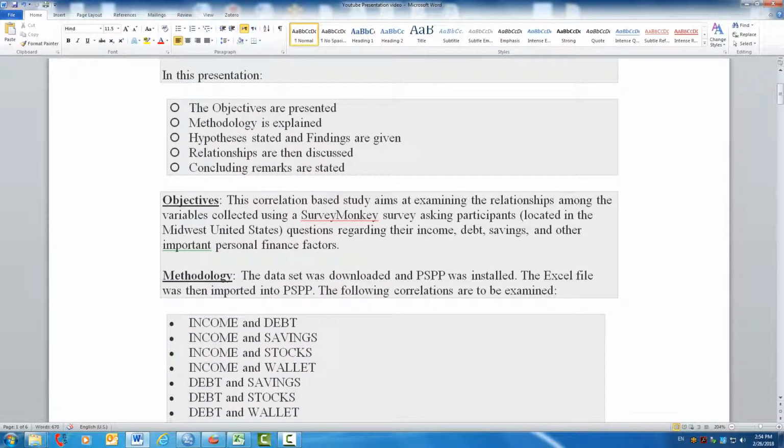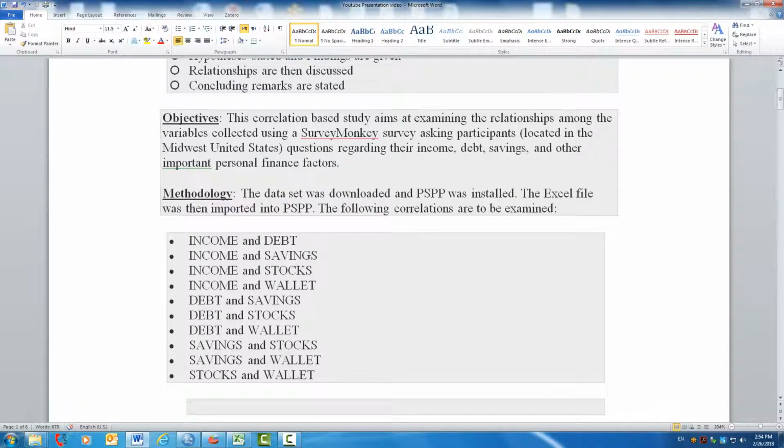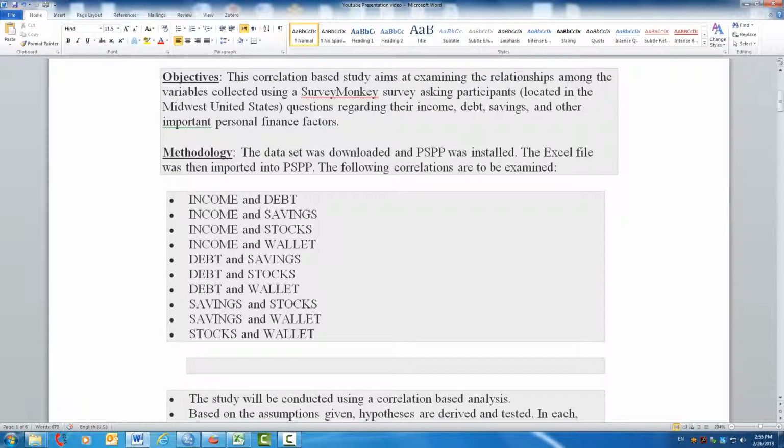We'll move to the methodology. The data set was downloaded and PSPP was installed. The Excel file was imported into PSPP, and the following correlations were to be examined. So it's between the variables that you gave us and the work we'll have to do.